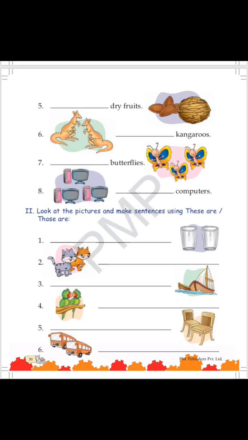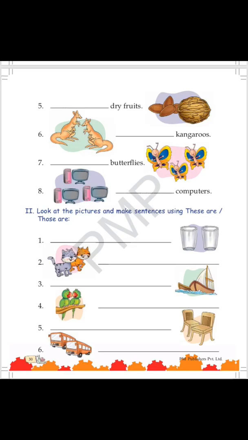Now come to the third. Again, the sailing boat is away from the number 3. 3 number से boat दूर है. So we are going to put those are boats. Or you can write those are ships. ठीक है? Come to the number 4.